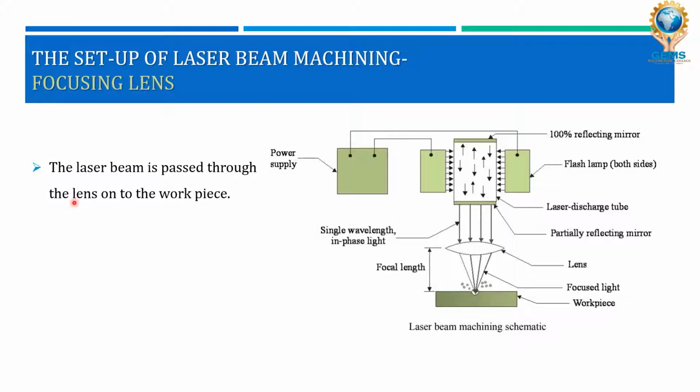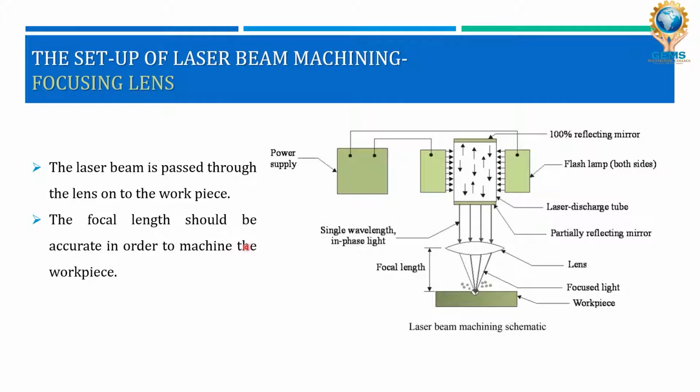So in order to increase the intensity of the beam of light, we need to focus all the beam towards one point. For that we need a lens. So the lens is provided here in order to have a focused, intense beam towards the workpiece for machining purposes. Here the focal length should be accurate in order to machine the workpiece. You can see here.